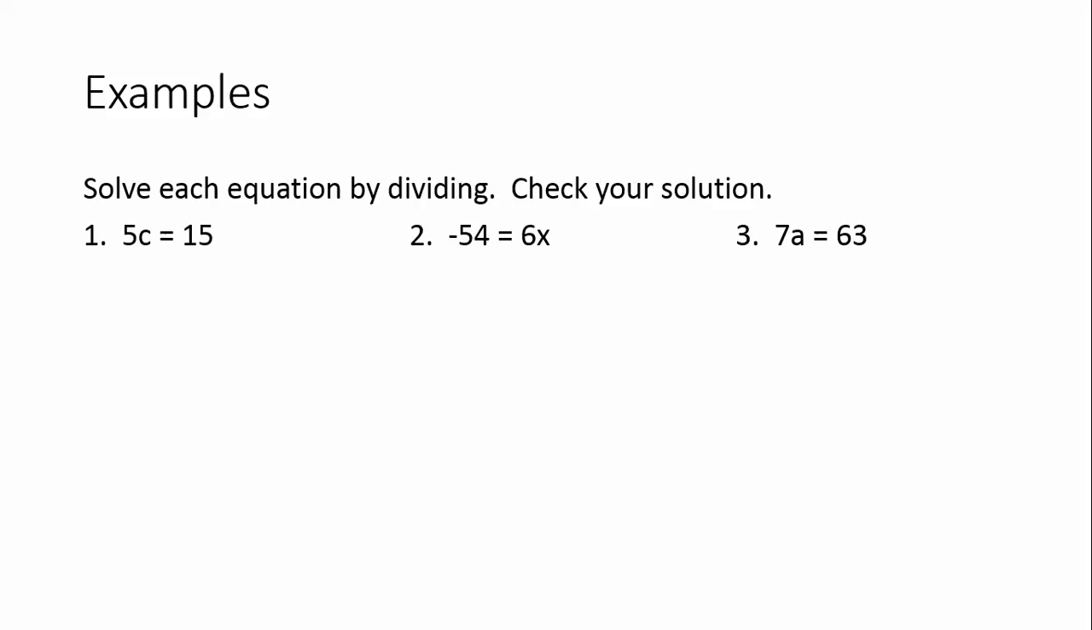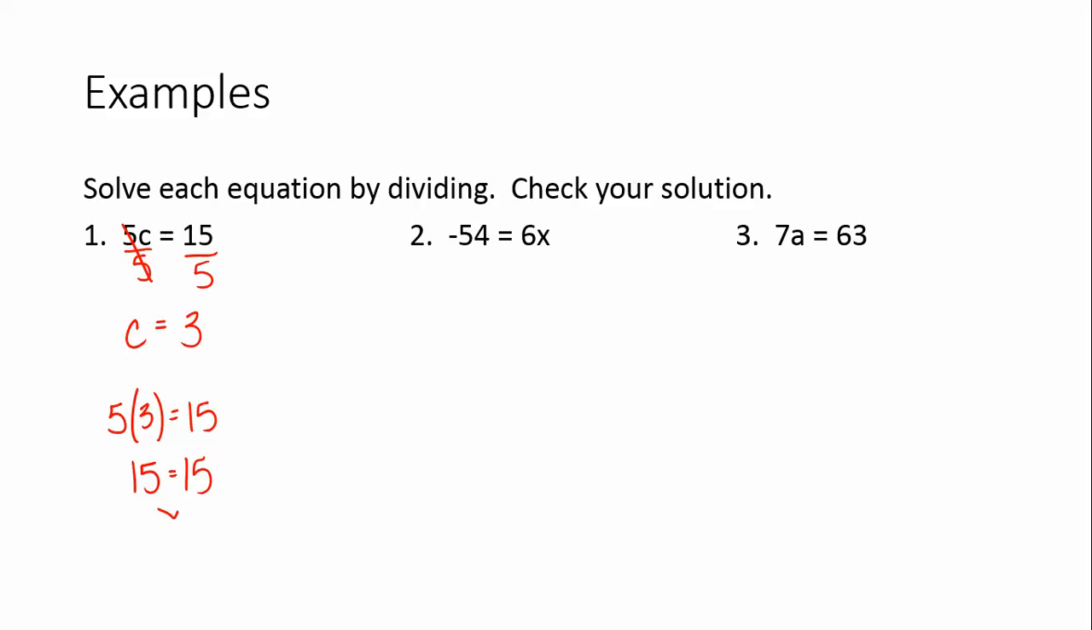Okay, so for number 1, we have 5c equals 15. So the question is, what do we want to divide both sides by in order to solve the equation? We always want to undo or do the opposite of what's being done to c. Right now it's being multiplied by 5, so we want to divide both sides by 5. We get c equals 3. Now we want to check our solution. Remember, you plug the answer back into the original equation. So our check would be 5 times 3, and we're checking, does that equal 15? And in fact, 5 times 3 is 15, so our solution is correct.